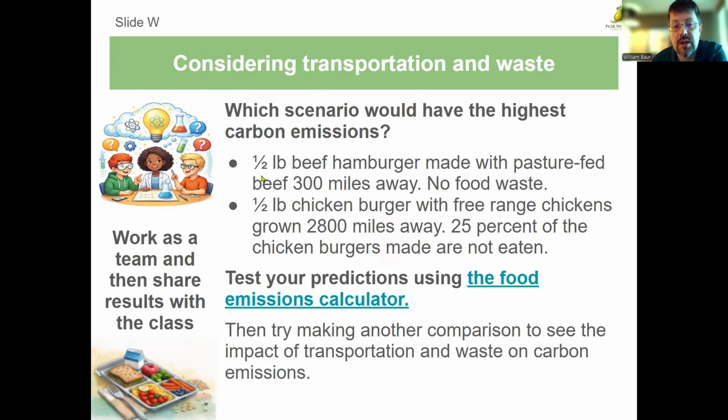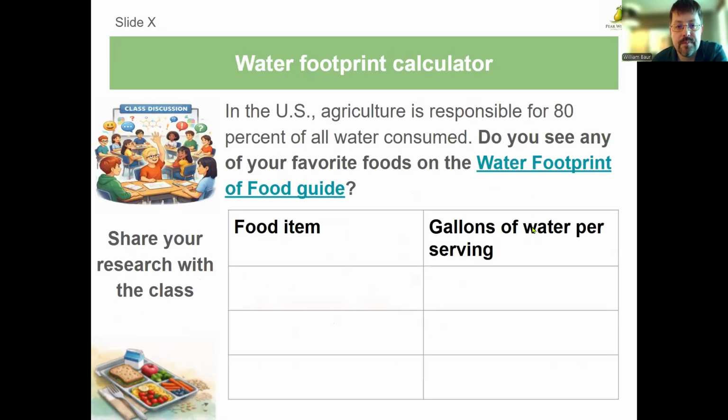Would it be better to have a beef hamburger that is local and that the students love and eat and there's no food waste? Or is it better for the environment to have a chicken burger that's grown far away and maybe there's more food waste because it's not as popular of an item? So this link will help students collect some data to think about this comparison.